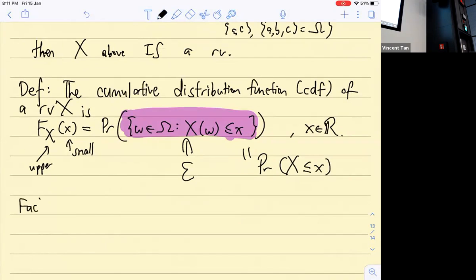Okay, so now that we have this definition, we can state a few facts. Number one, the function x maps to F_X(x) is non-decreasing.